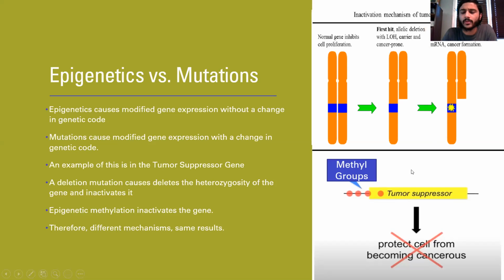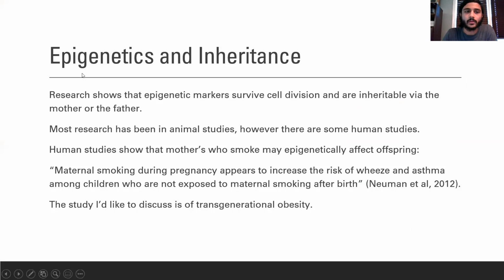Similarly, in regards to epigenetics, when these methyl groups sit on top of this tumor suppressor gene, they also inactivate it, causing the cell to possibly be cancerous. So this is epigenetics and how it relates to inheritance. Research shows that epigenetic markers survive cell division and they're inheritable via mother or father. Now, a lot of this research has been in animal studies, so we don't know how well that translates to humans, but there have been some human studies that show, like, mothers who smoke may epigenetically affect their offspring.